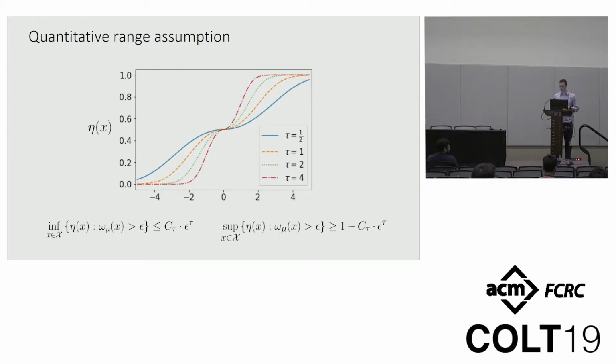To visualize this assumption, if tau is very large, we're approaching the extrema very quickly, so we have something like the red line. If tau is much smaller, then we have something like the blue line, where we're approaching the extrema of our regression function much more gradually.